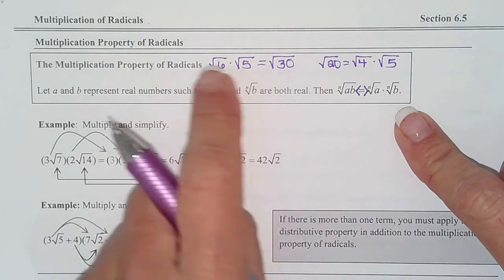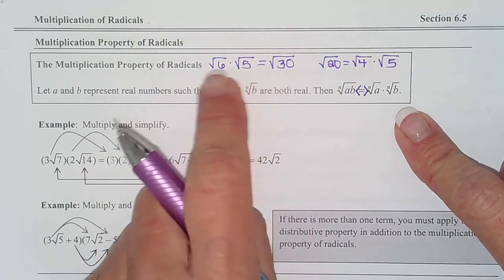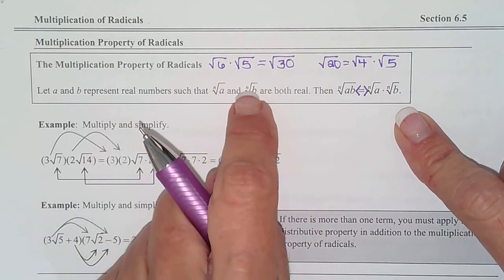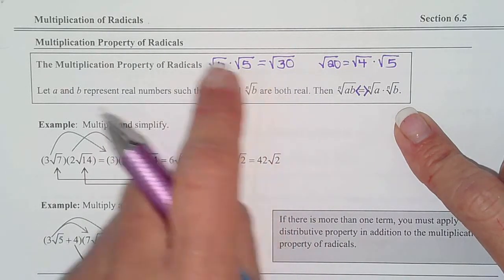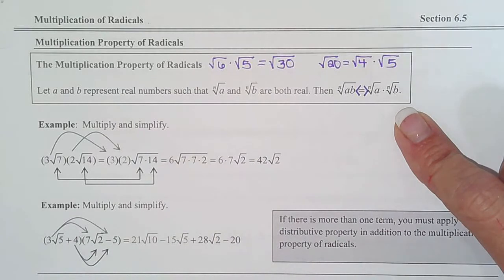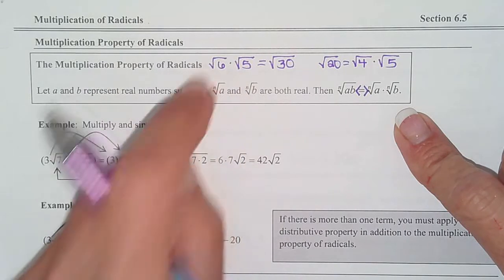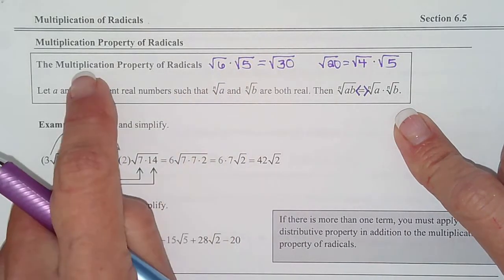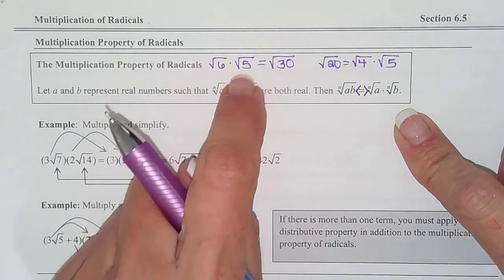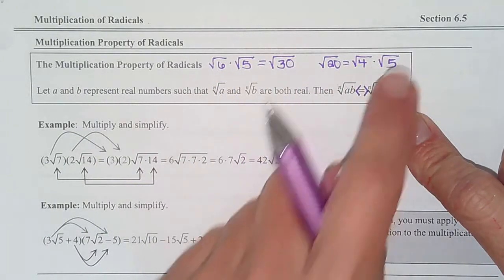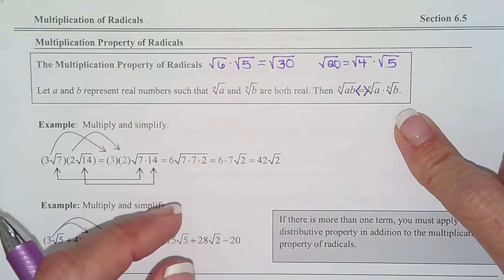If you see the same index, they can be multiplied. That's all that needs to be the same, is the same index. What's underneath does not need to be the same, but the index does. Because recall in addition, in our last lesson, what was under the radical had to be the same and the index had to be the same. But for multiplication, same index allows you to multiply, or you can break it apart into separate radicals. So we can go both ways.